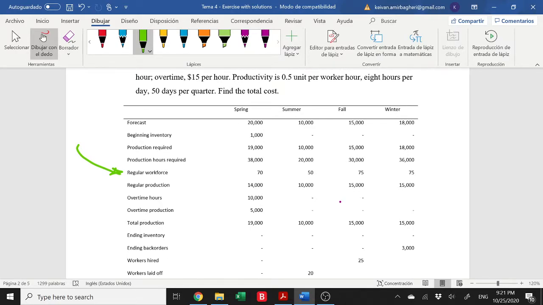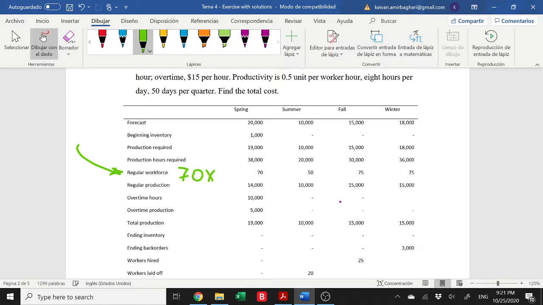how many products can we produce with these 70 workers in our spring period. So for the production of spring, easily we need to calculate. As you see, it's 14,000. But how is it 14,000? 70 workers, okay? They work.